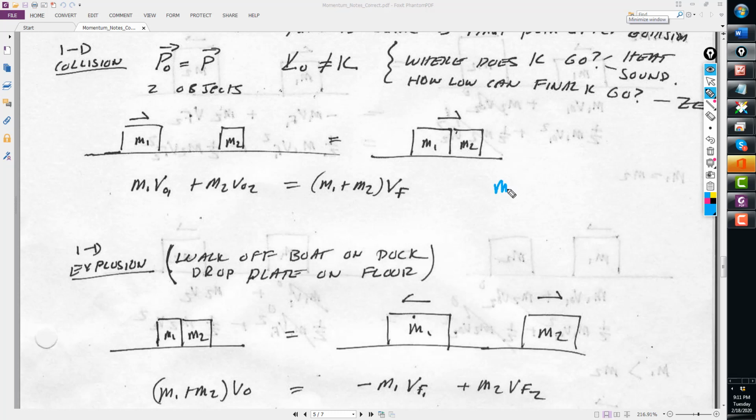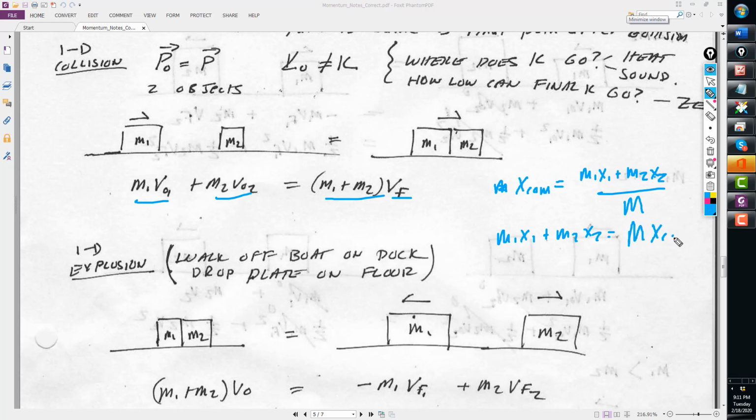Remember that equation, x center of mass? So what was x center of mass? m1 x1 plus m2 x2 over total mass, right? Notice it's almost identical to an inelastic collision. You see that? So if I move that over, instead of x we're talking about v, and I said m1 x1 plus m2 x2 equals total mass times x center of mass. Look at that.